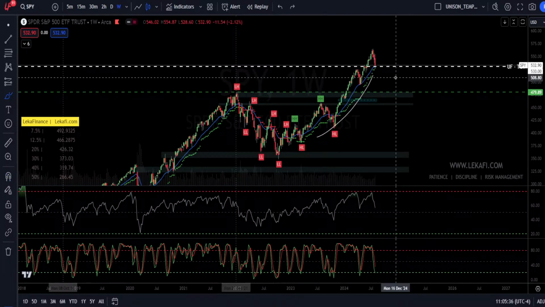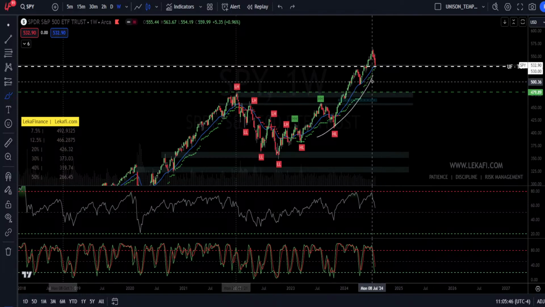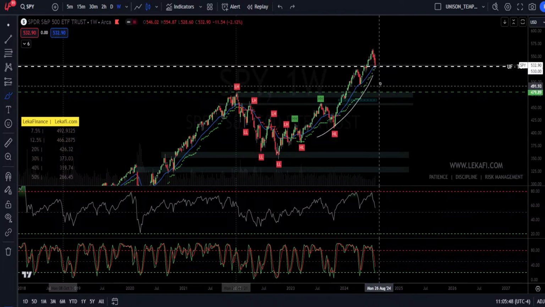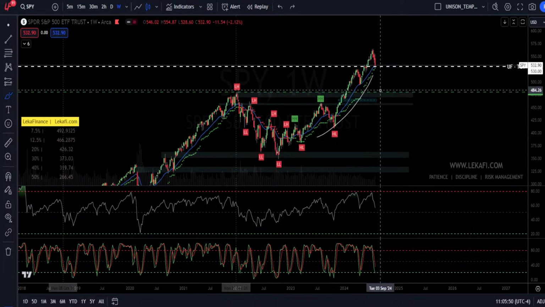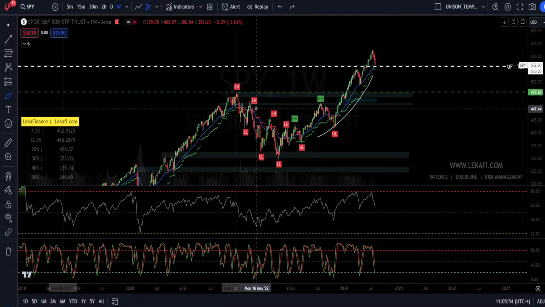This pullback here is just a normal pullback. It's pretty much doing what it does every single year anyway. They drop the market, okay? The smart money will buy down here. The silly money, the dumb money, will be selling. And the clever money, the smart money, will be buying. Simple. But what about if it becomes a bear market?